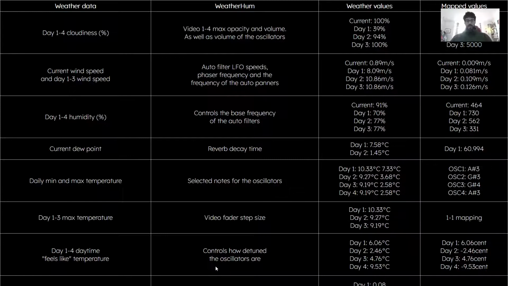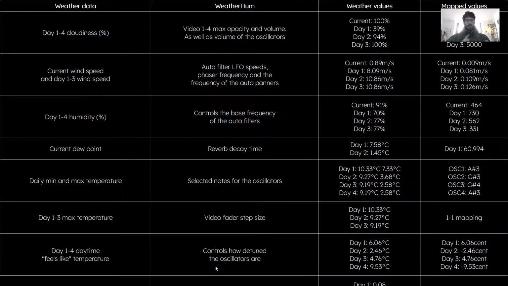Humidity, that's in percentage, that controls the base frequency of the autofilters. So the more humid it is, the higher the autofilters start from, basically. So if it's very windy and humid, it'll be more high frequency sounds that move faster up and down. And if it's a very still and not humid day, then there'll be lower frequency sounds because the filter is operating at the bottom of the frequency spectrum and it's moving slower.